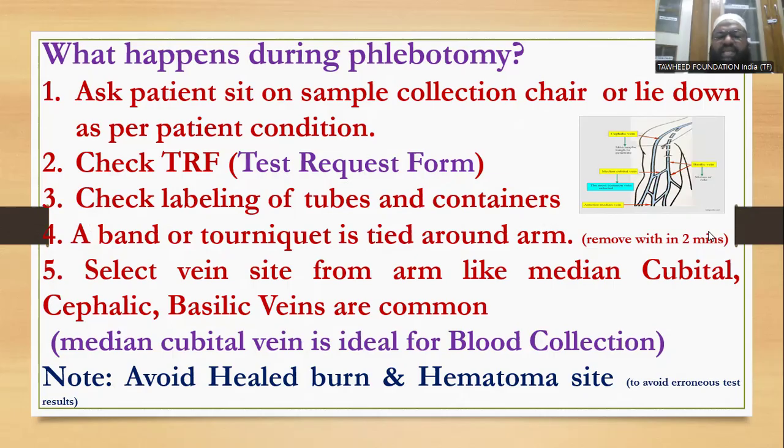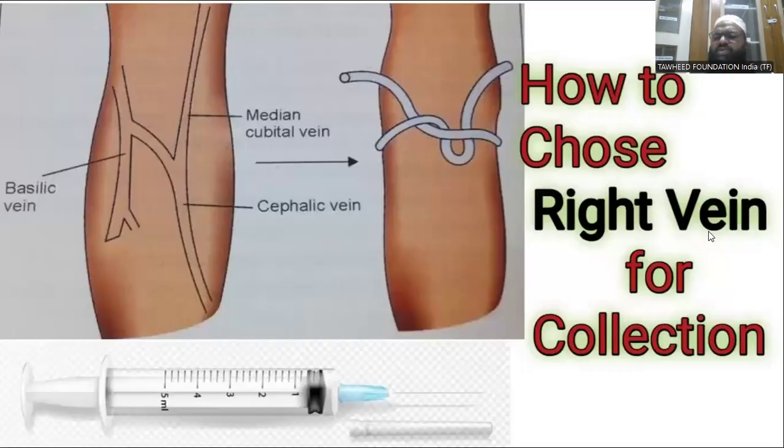Select a vein site from the arm, like median, cephalic, basilic veins, which are commonly available. The median cubital vein is ideal for blood collection. Most laboratory technical staff use the median cubital vein. Note, avoid healed burn sites and hematoma sites to avoid erroneous test results. Coming to the next, how to choose the right vein. Already I have discussed this. The median cubital vein is an ideal vein.